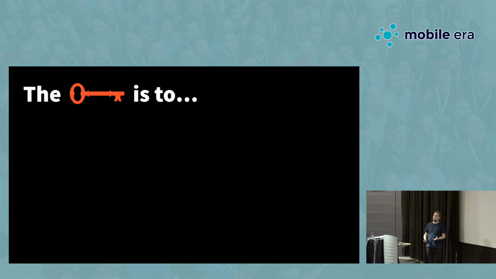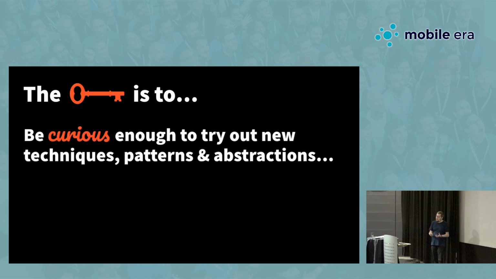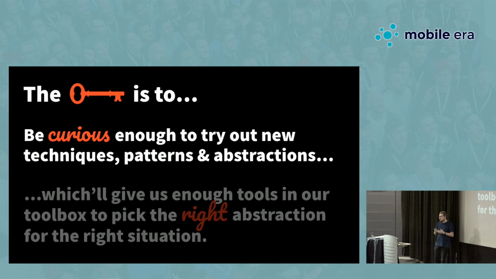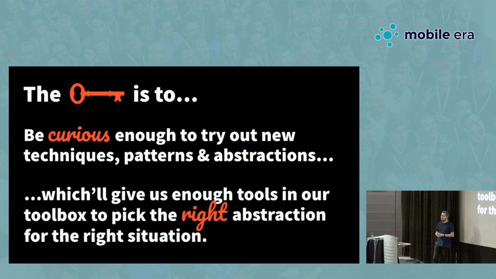But I think that really the key learning is that if we stay curious and we try out new patterns and new techniques and new abstractions, and don't accept that things will always remain the way they've always been, this is where we can actually improve our code. Because this will all give us enough tools in our toolbox to pick the right abstraction for the right situation. So we're no longer dealing with silver bullet style solutions, and we're no longer just accepting the problems that have been, but instead try to improve things as we go. So that is number one, trying to improve the quality of our code through curiosity.